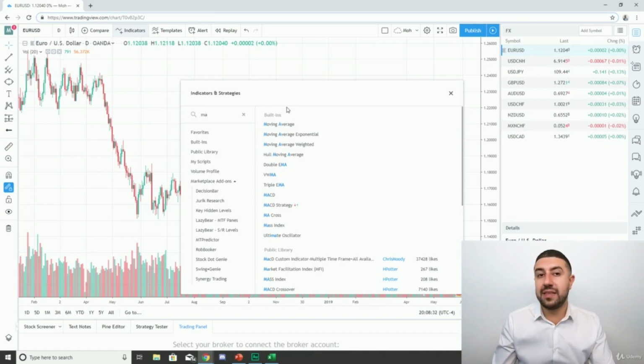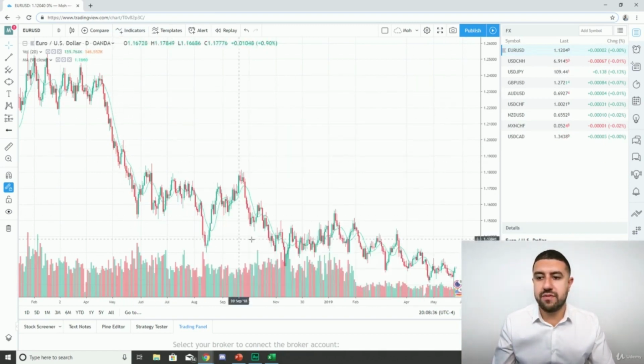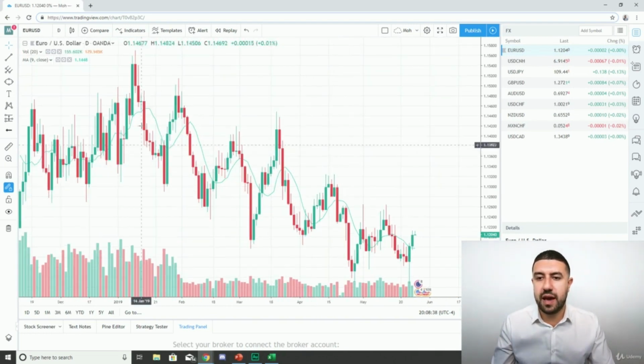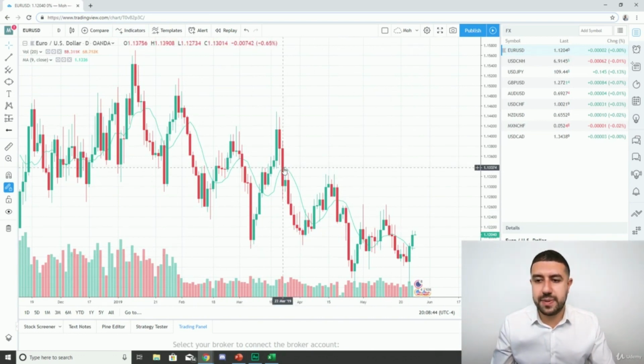So all you have to do to add an indicator is just click on it. And here we go, we have this moving average now. You see, this line was not there before. And I have a daily chart. The way it's calculated is basically like, let's say this point here, the way it was calculated is by using the last X periods to compute itself.